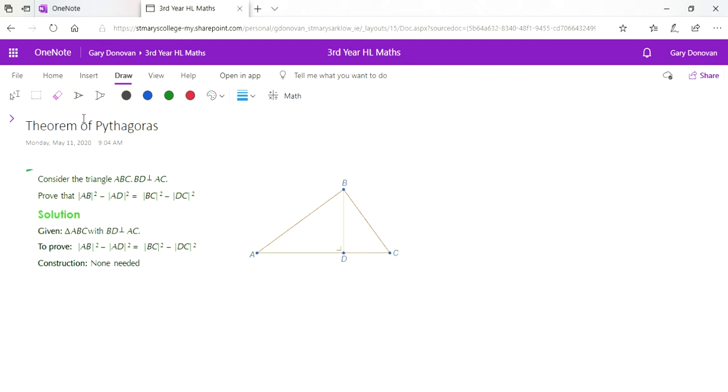In this video we're going to have a look at a proof involving the Theorem of Pythagoras, so that can be your heading, Theorem of Pythagoras. Now this is a fairly easy one once you see the answer, and it's a short one.